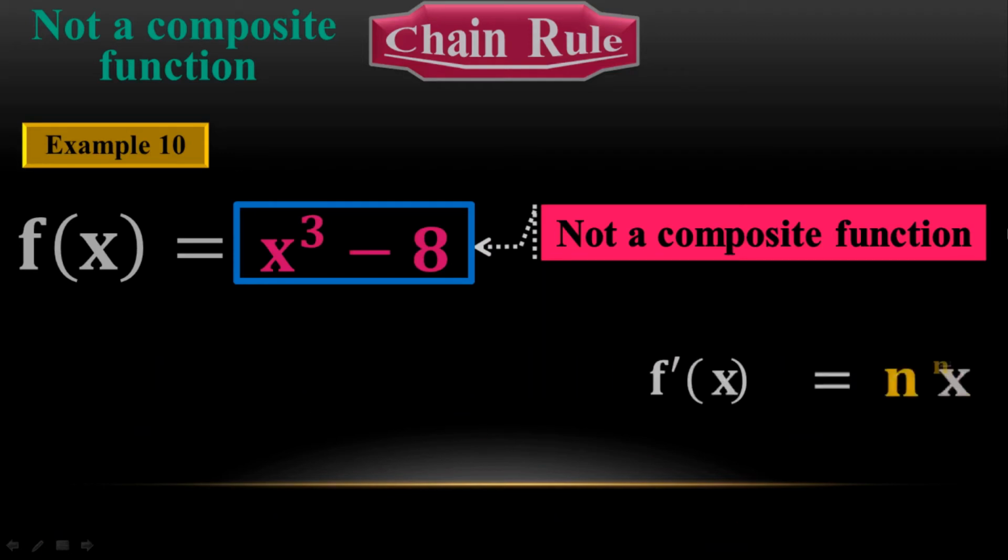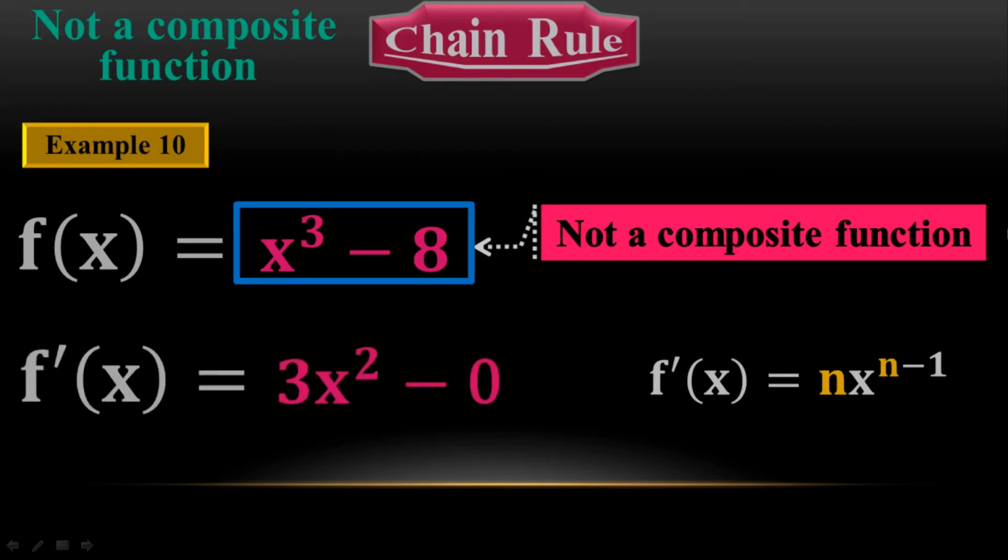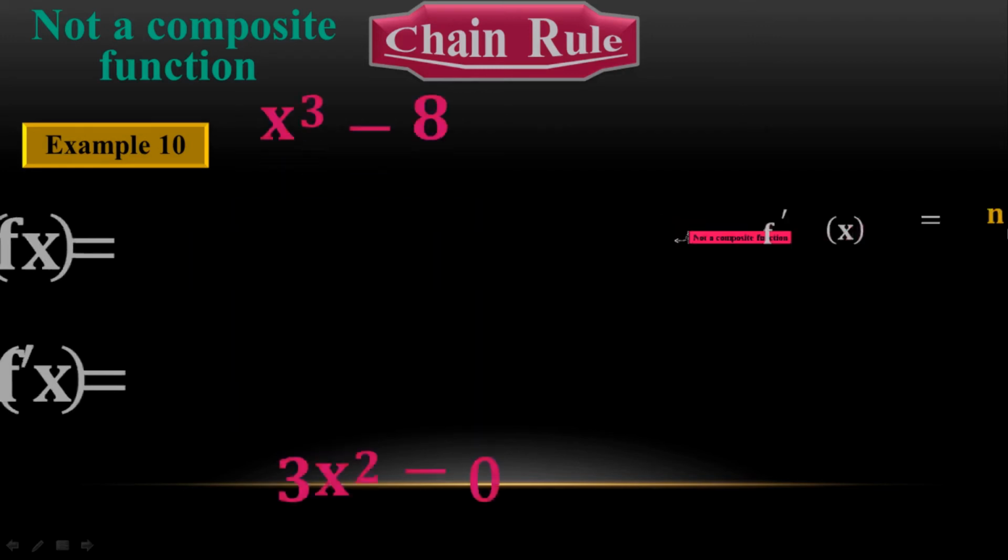We can simply use the power rule: f prime of x equals n times x to the n minus 1. So the derivative of x to the 3 minus 8 is f prime of x equals 3x squared minus 0, by using the power rule, not the chain rule. Chain rule can only be used if the function is a composite function. This is the derivative of x to the 3 minus 8 by using the power rule.